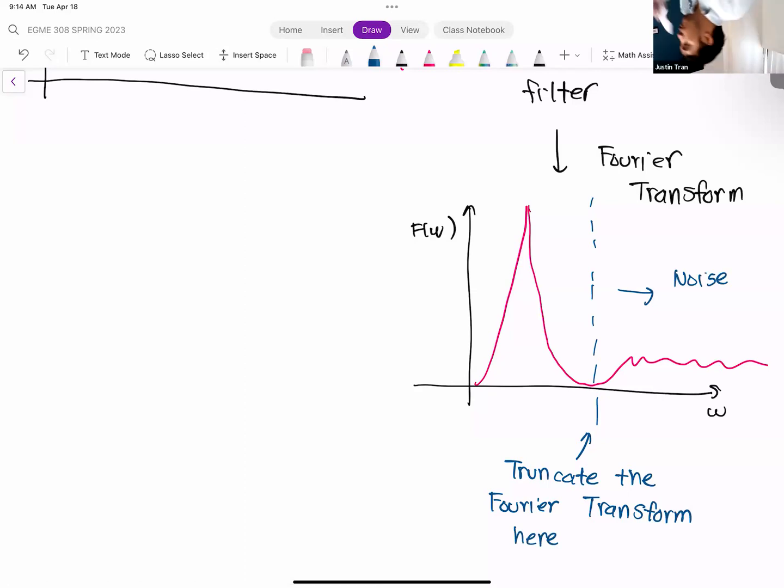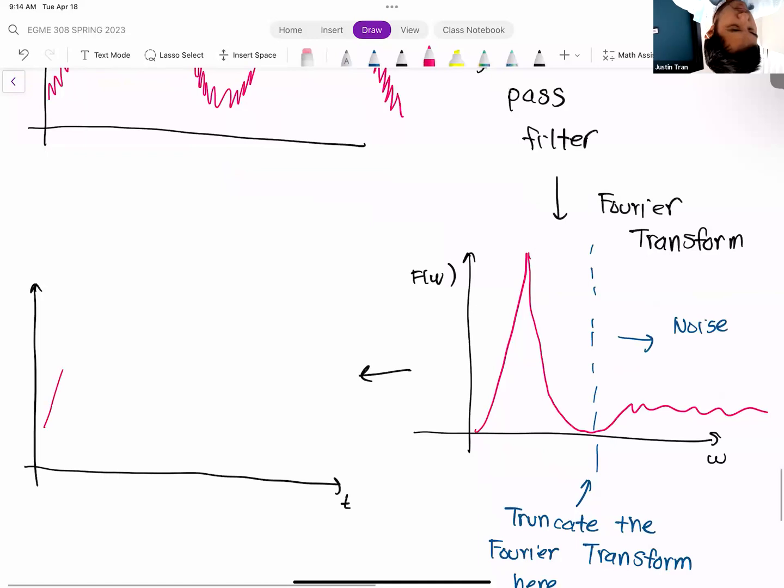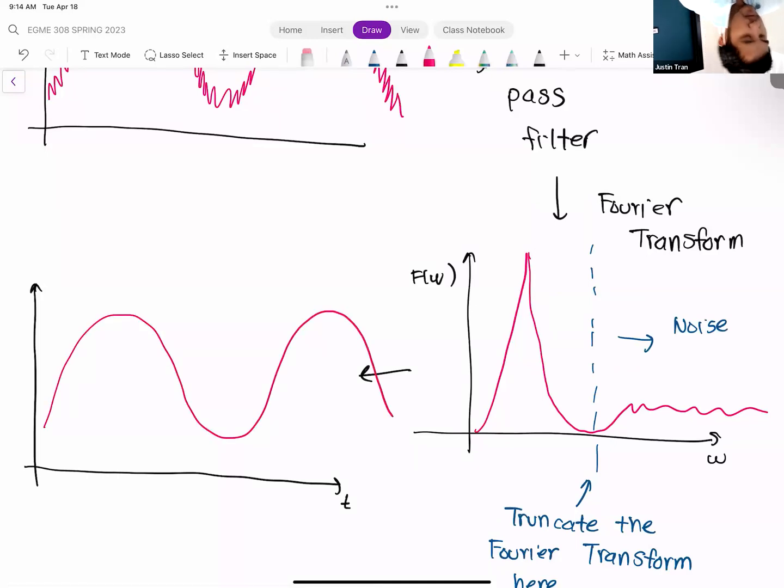You could truncate the Fourier transform and then reconstruct the signal without those higher frequencies. The result, in the best case, would look something like this. If we're truncating all those higher frequencies, then they are not going to show up in our filtered signal. And so we would have something that looks like this. Our signal now is a lot smoother without all that high frequency.